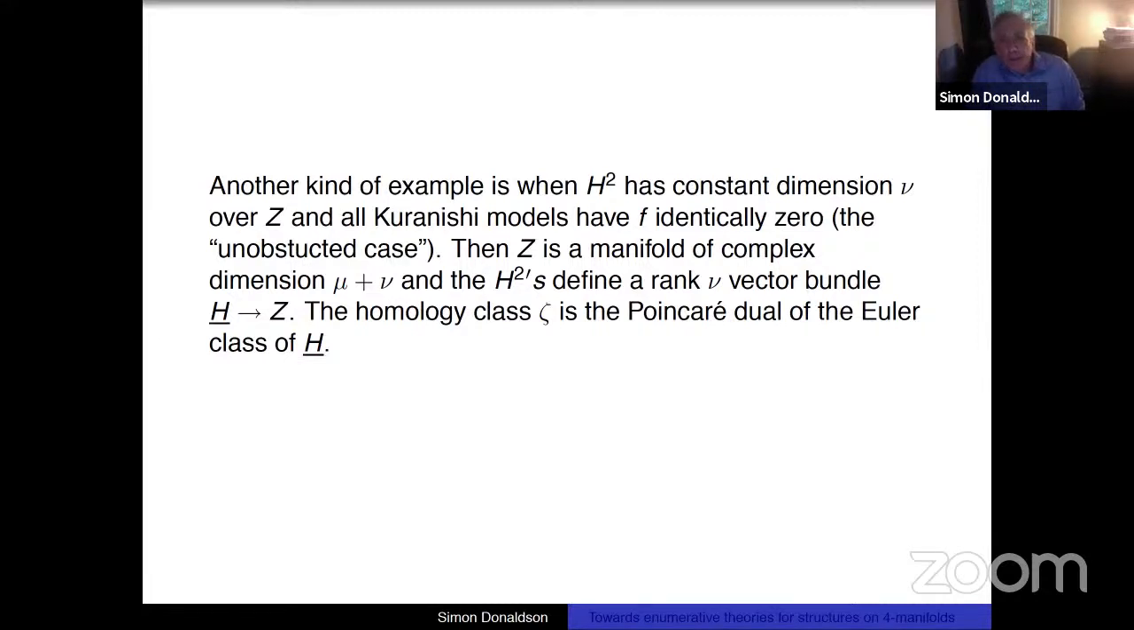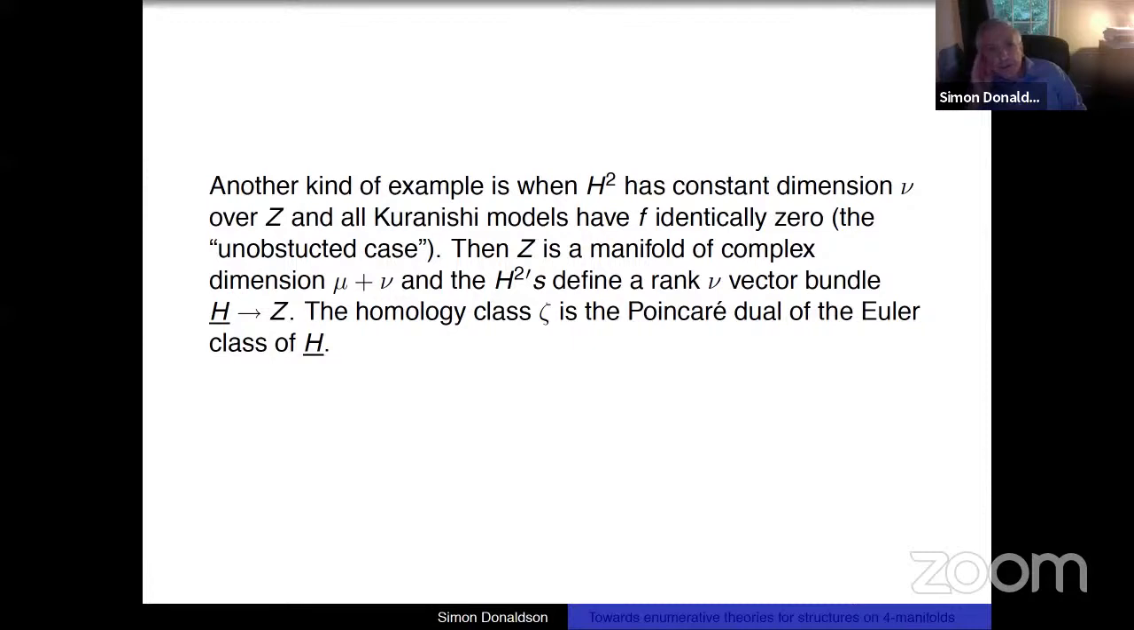Another kind of example, which speaks closer to what we will see later in the talk, would be when the H2 has some constant dimension over our whole space, over our whole moduli space, and all the Kuranishi models are identically 0. So this is what you might call the unobstructed case.